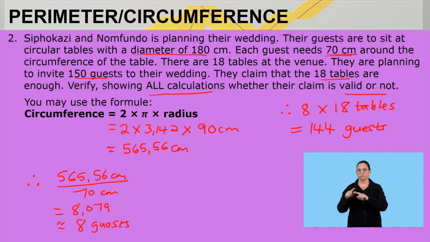Now we'll go back to my question. It says they claim that 18 tables are enough. Let's read the question before that. They are planning to invite 150 guests to their wedding. Now we just established that they can only accommodate 144 people. So now we have to conclude, and remember, we conclude based on our calculation. Therefore, I can conclude by saying the statement is not valid. Why? Because they can only host 144 guests and not the 150 guests as they originally planned. Guys, I hope that's clear to all of you.